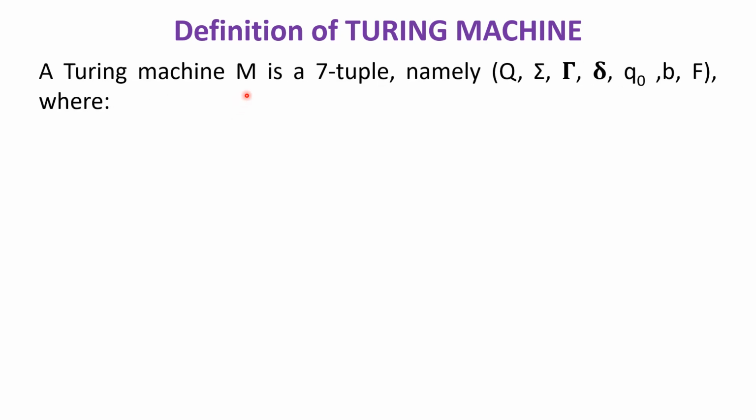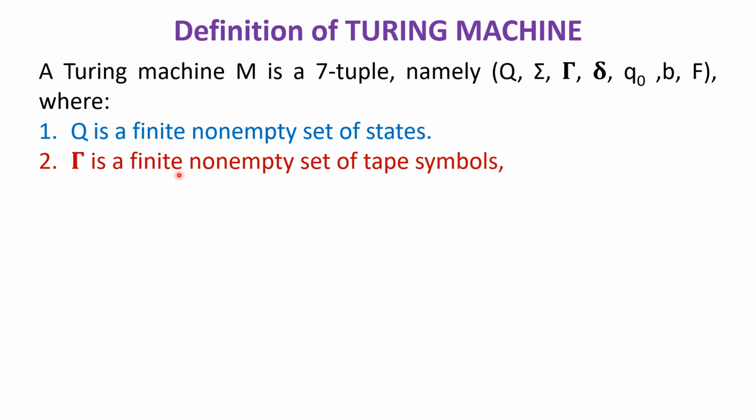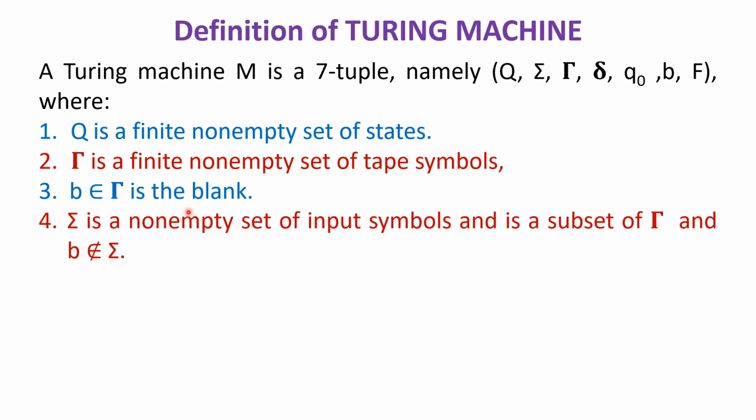A Turing machine M is a 7-tuple, namely Q, Σ, Γ, δ, q0, B, F, where Q is a finite non-empty set of states. Γ is a finite non-empty set of tape symbols. B belongs to Γ, which is the blank symbol. Σ is a non-empty set of input symbols and is a subset of Γ, and blank does not belong to Σ.